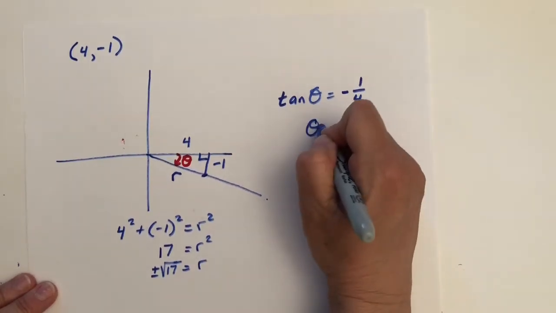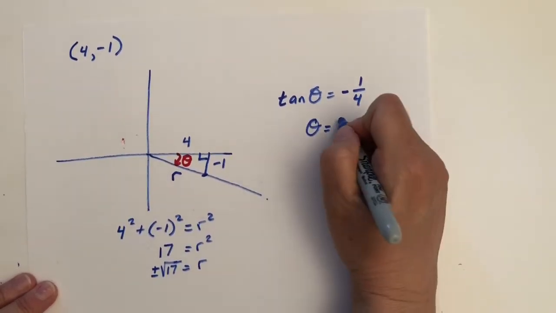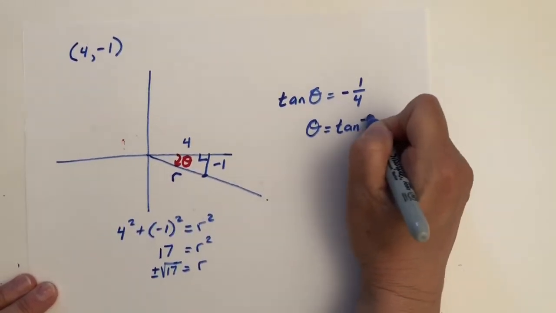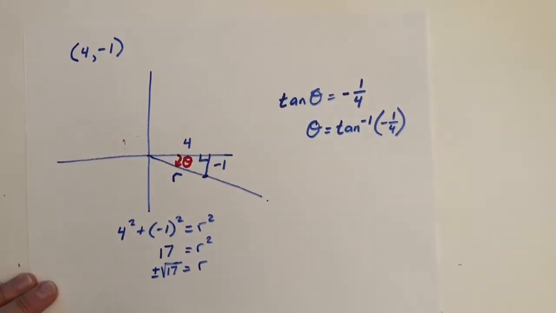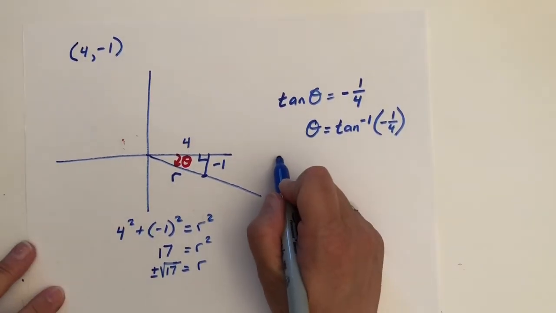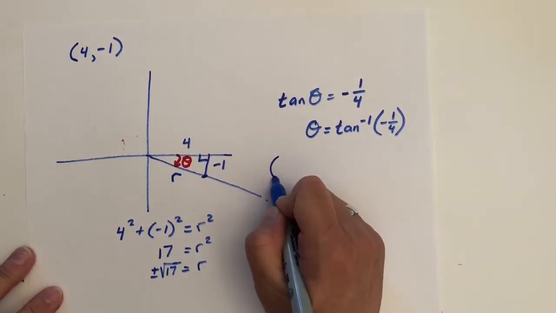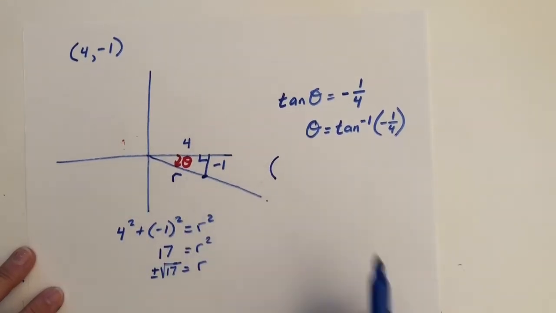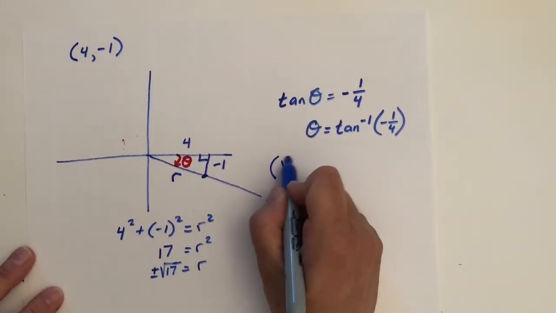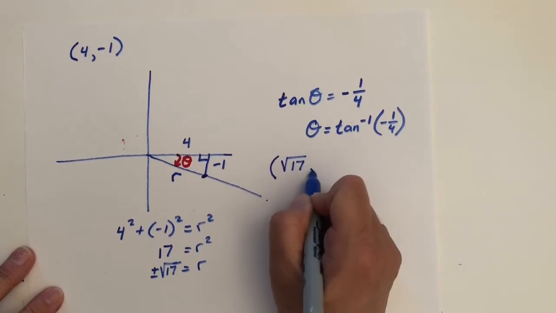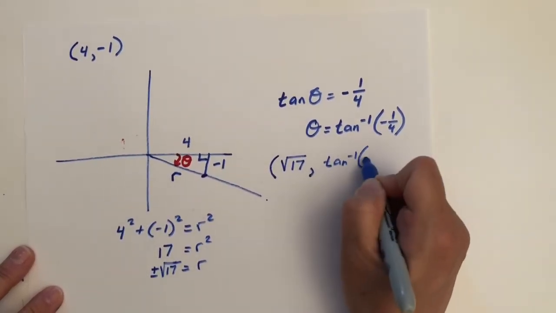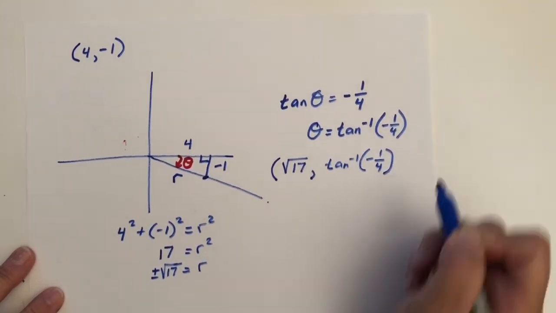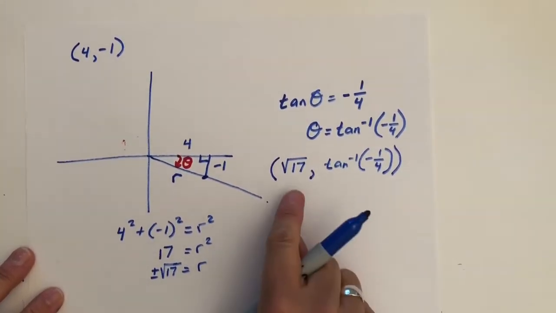So the inverse tangent of -1/4 will equal theta. If you wanted an exact value for the representation of this point, we could write it as square root of 17, comma, inverse tangent of -1/4. But let's get some decimals for these.